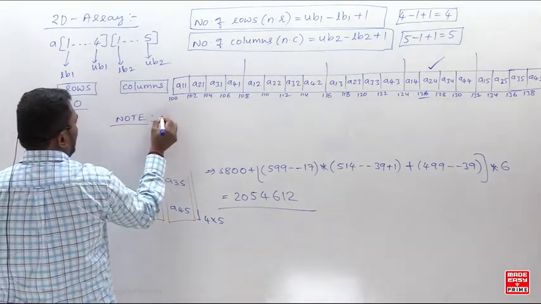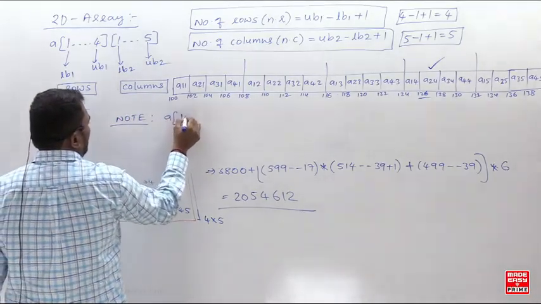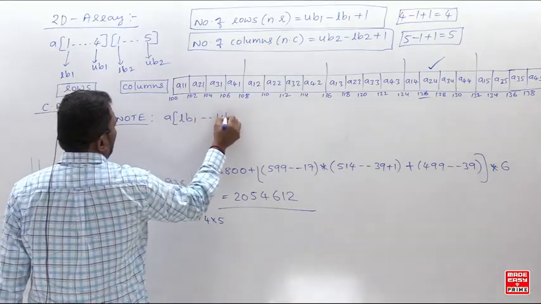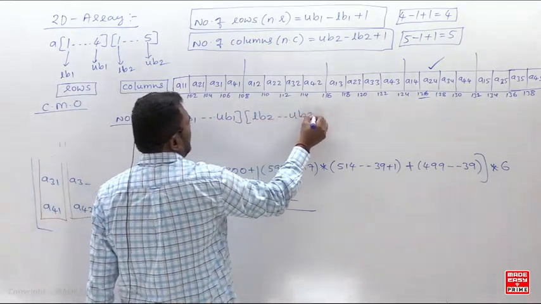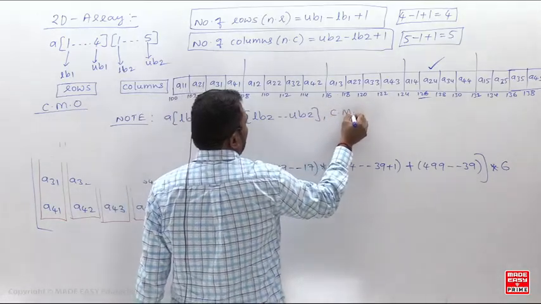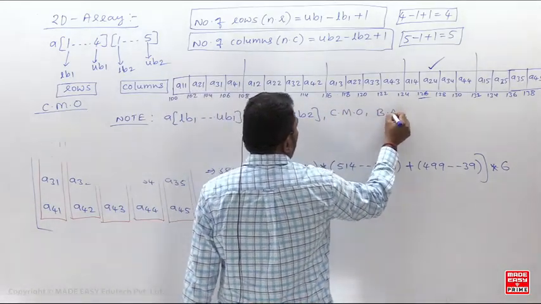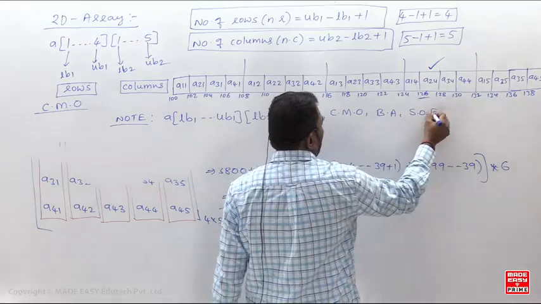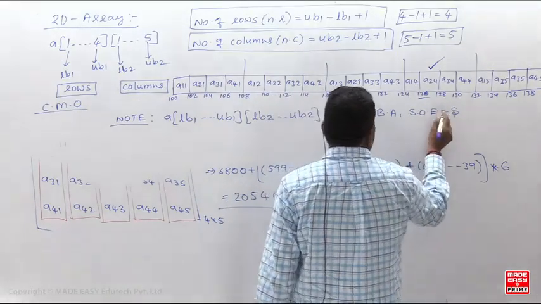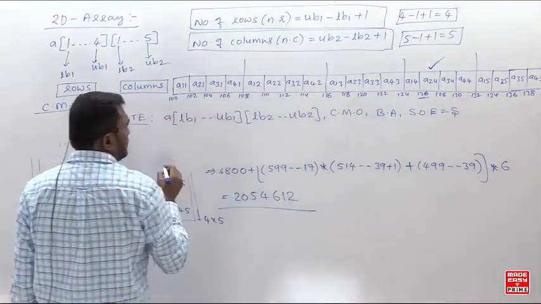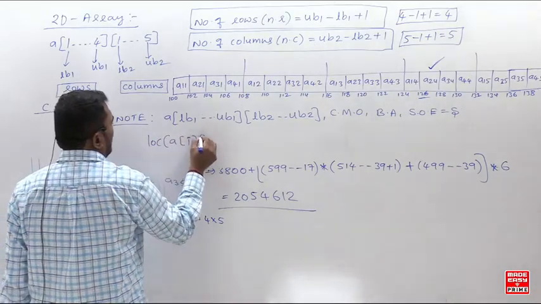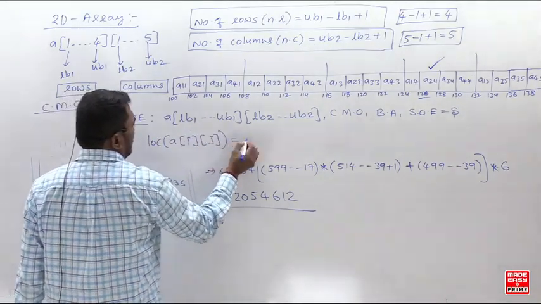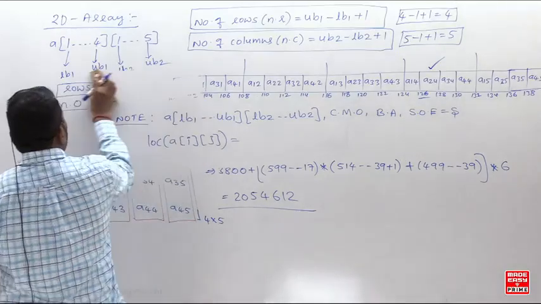Let's write down the formula directly. So A of, note down, lower bound 1 to upper bound 1, lower bound 2 to upper bound 2. Column major order, base address BA, size of the element is S. Note down the location of A of IJ. Write down the formula.